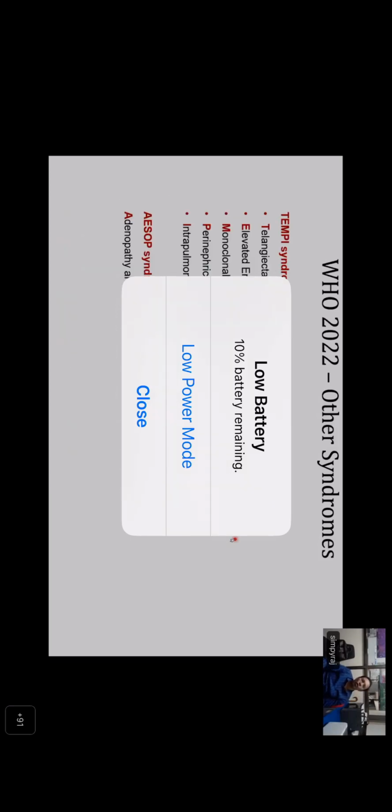Then minor criteria were organomegaly, lymphadenopathy, edema, skin changes and polycythemia. So three minor criteria were also there. So this was the diagnosis. This was POEMS syndrome.